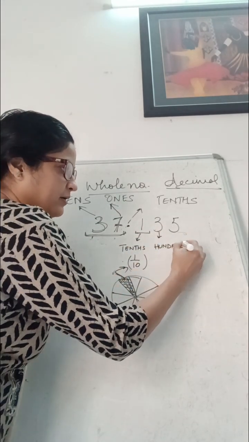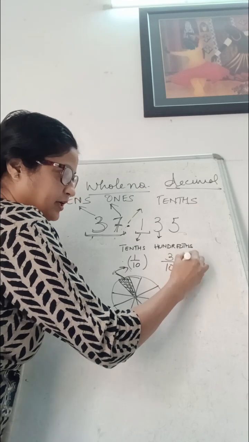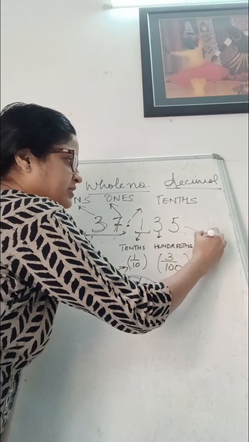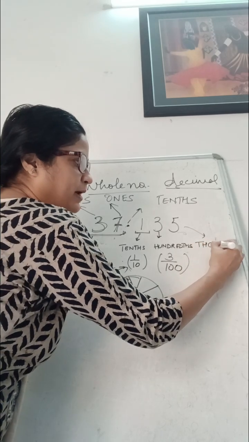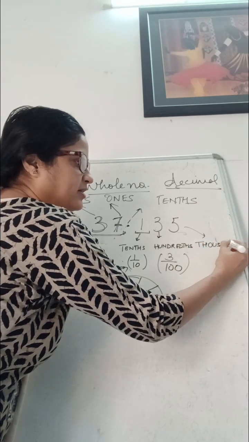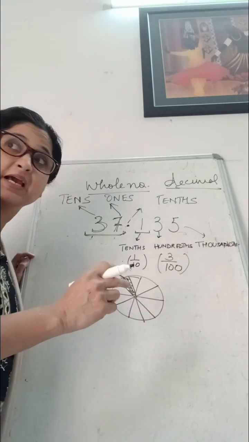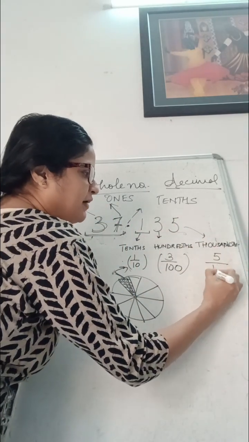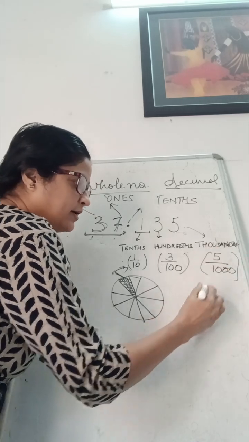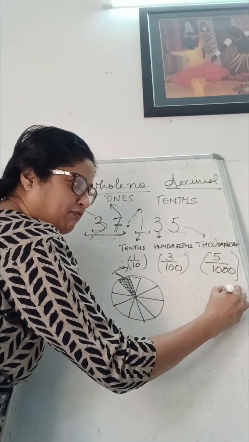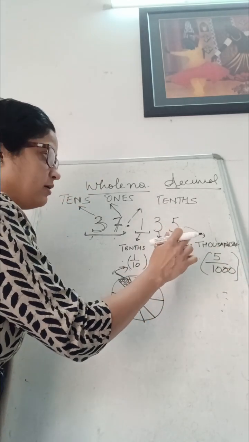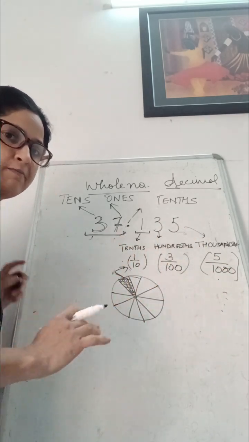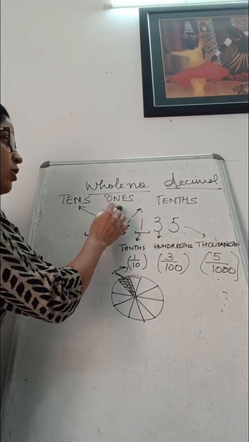Similarly 3/100. ये हो गया हमारा hundredths. So which makes 3/100. Similarly this 5 is at the place of thousandths. जैसे हमने hundredths किया था वैसे thousandths. Okay, so this will become 5/1000. यानी कि इसमें 1000 parts होंगे, उसमें से 5 part. So 5 divided by 1000, that fraction we are representing, and here 3 divided by 100.